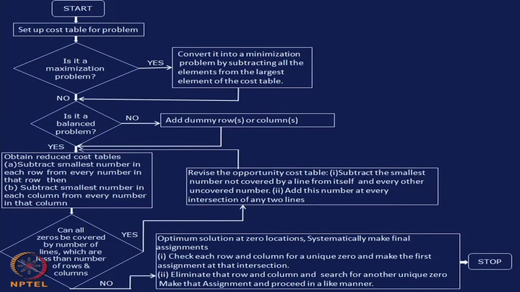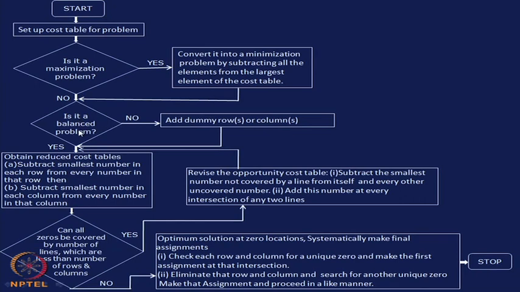You see this one. The same problem can be defined this way. You are starting with the setup cost table of the problem. Is it a maximization problem? Then you convert it to a minimization problem by subtracting all the elements from the largest element of the cost table. The same thing is true for the transportation problem also. So, if it is a maximization problem, you convert it into minimization, because the process whatever we are telling is for this one.